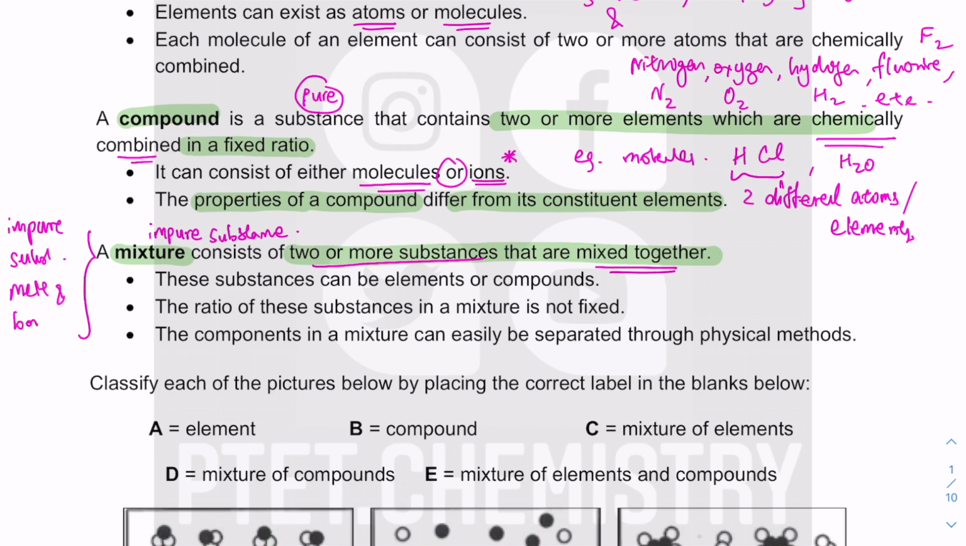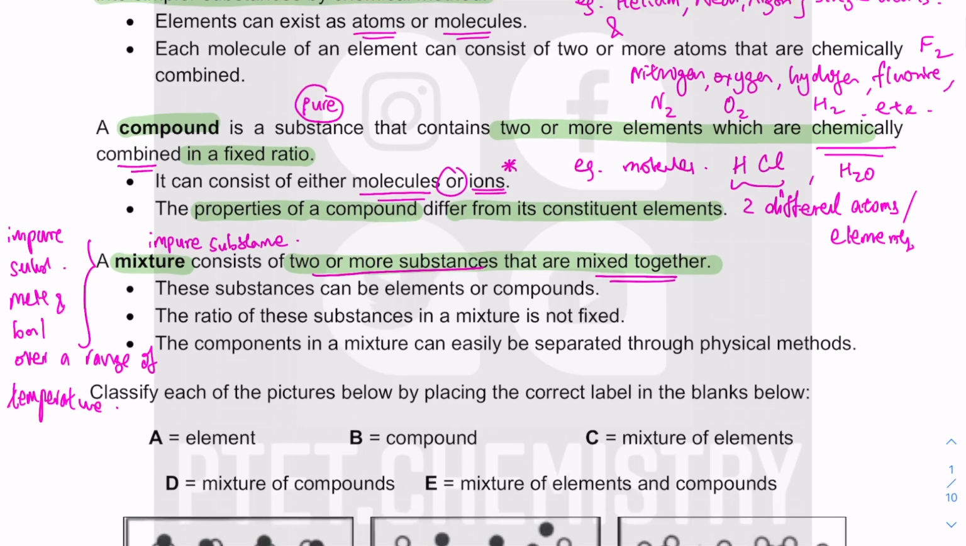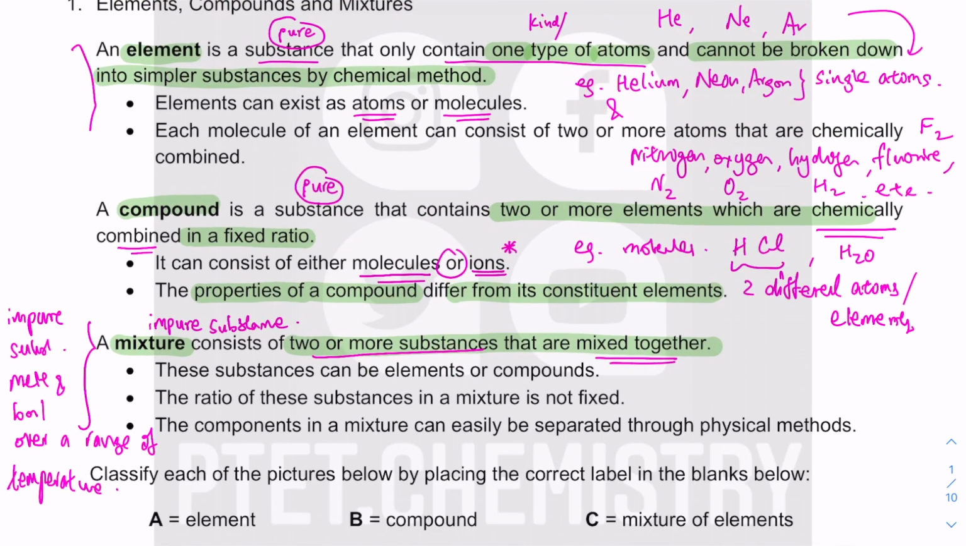And impure substances melt and boil over a range of temperature. We talked about this in the previous topic under states of matter, where we said that for a pure substance, whether you're solid, liquid or gas, you will have a fixed melting and boiling point. But for an impure substance like a mixture, you would have variable melting and boiling points, meaning you do not have a fixed melting and boiling point, meaning you melt and boil over a range of temperature.